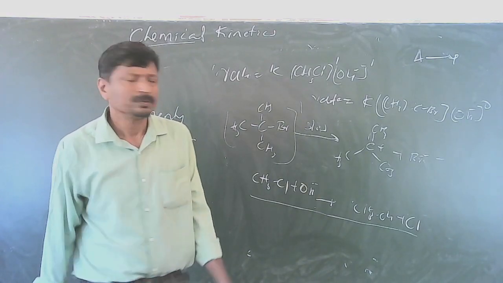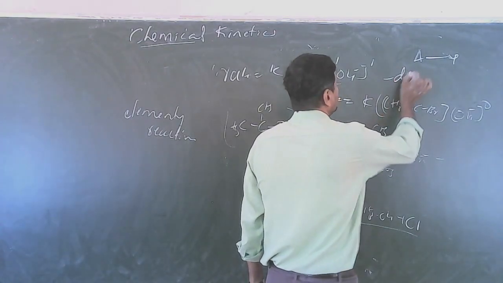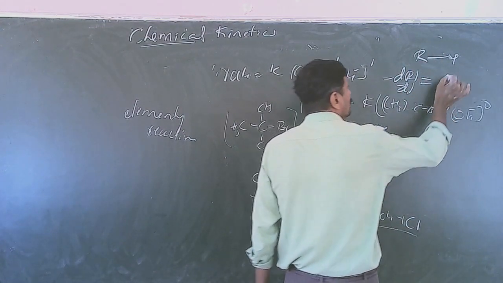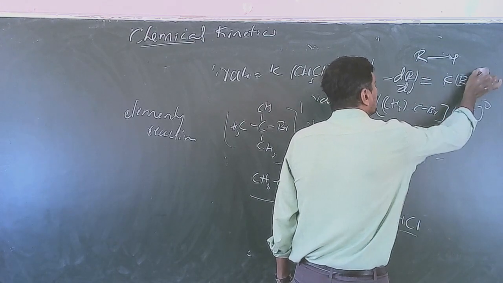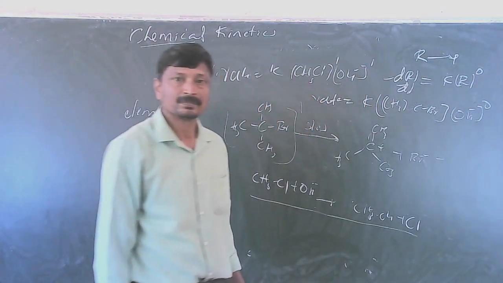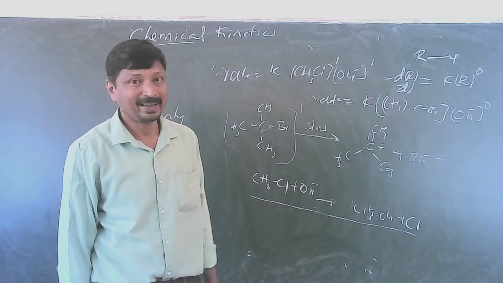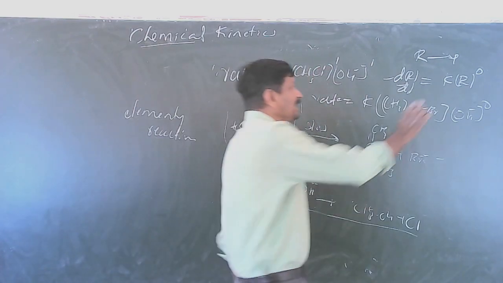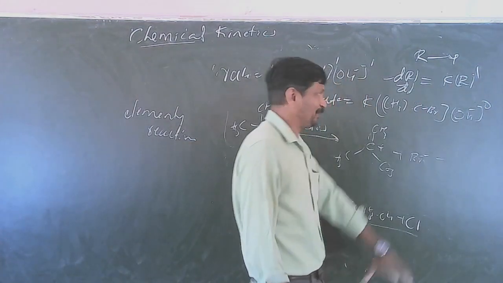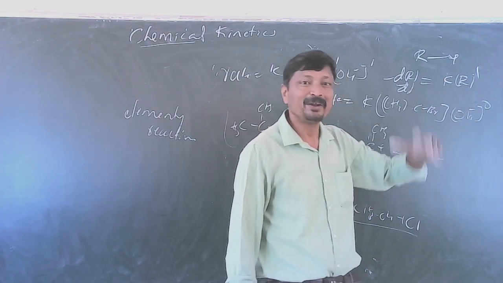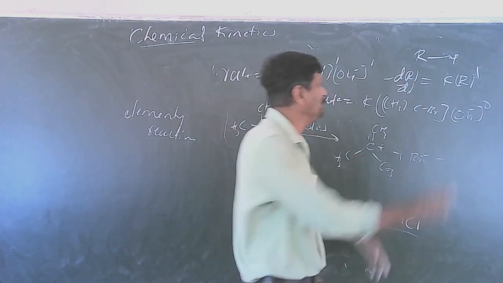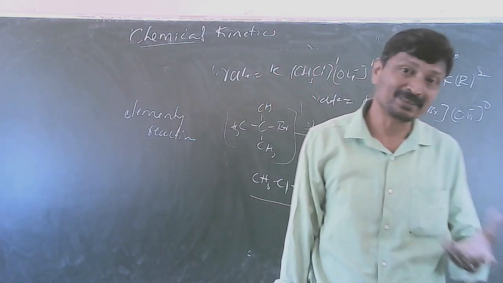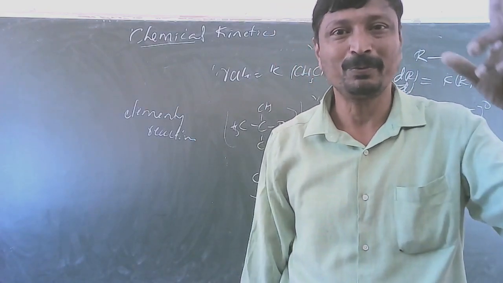So you write minus dR by dt is equal to k into R to the power of 0. What does this say? The rate of the reaction does not depend upon the concentration of R. Suppose when the concentration of R is doubled, the rate of the reaction is also doubled. Suppose when the concentration is doubled, the rate of the reaction increases to 4 times, 2 to the power of 2.